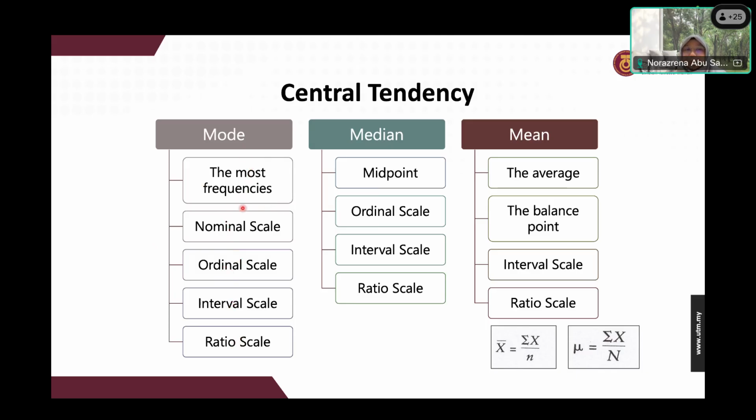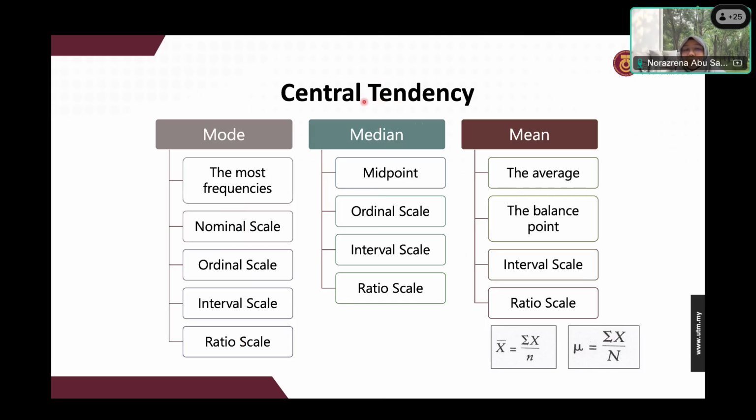So the mode is the most frequent value, that's all. So all scales can have a mode. This is important when you analyze and when you want to interpret your data. Not all data can have all central tendencies.